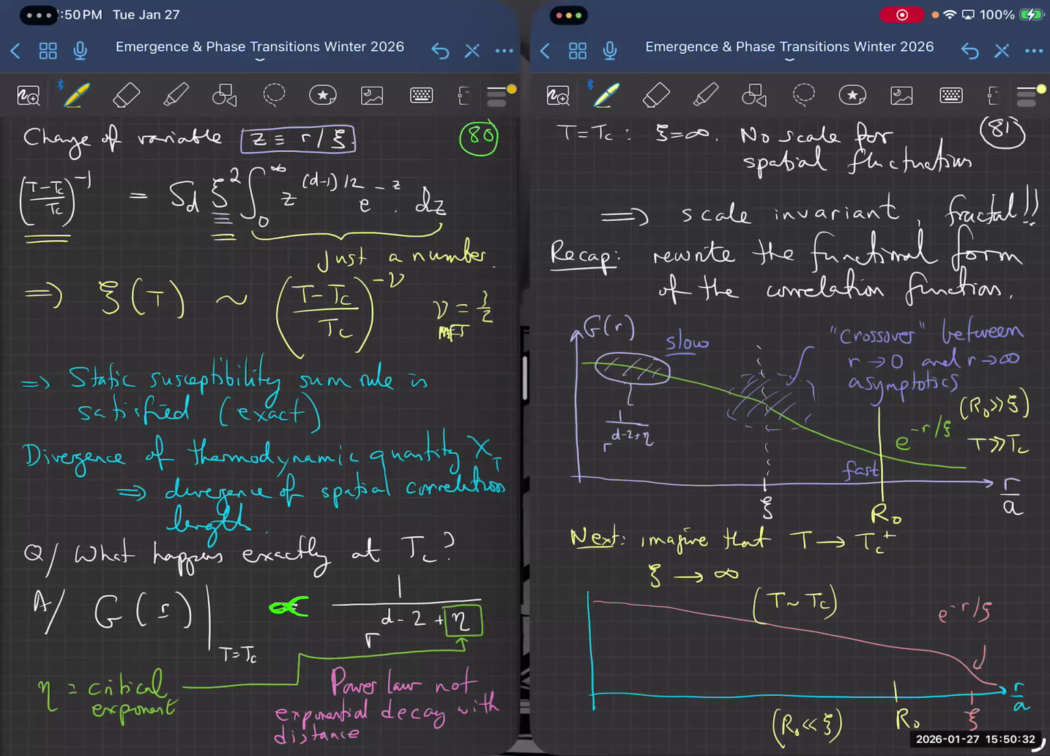So what I've told you today is that thermodynamics is intimately connected to spatial correlations. The divergences of thermodynamic functions tell you that spatial correlations also behave strangely near critical points. We've learned that there is a length scale associated with spatial correlations, and we've learned how it behaves as you get close to the transition. And we've learned that the thing that connects the thermodynamics and the correlations is the static susceptibility sum rule, an exact identity that tells you how the thermodynamics are integrals over space of spatial correlations.